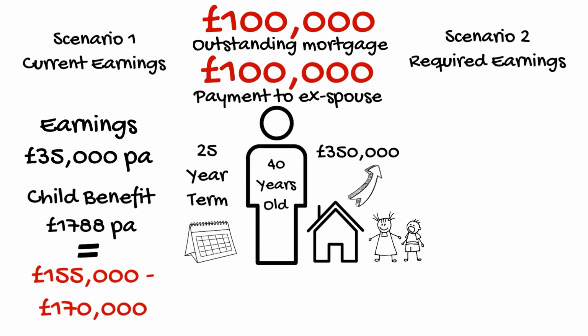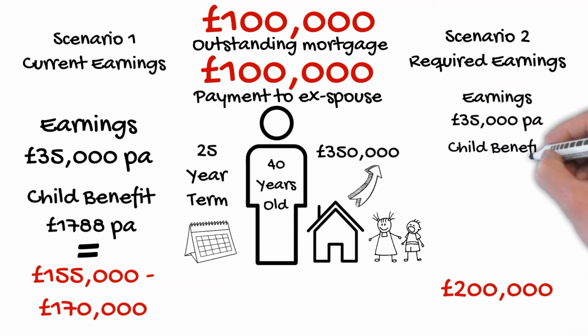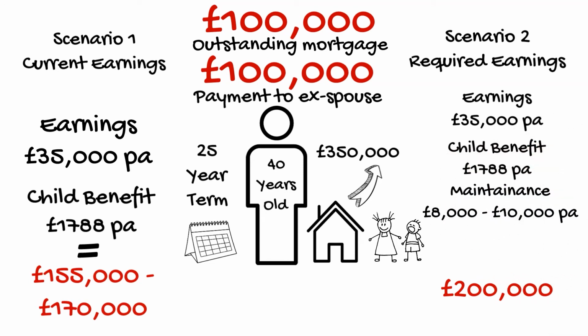Now, based on this information alone, without any additional income, they could achieve borrowing of approximately £155,000 to £170,000, which would be enough to remortgage the property in their name only and pay the ex-spouse £70,000 for their share of the property. However, for scenario 2, in order to secure borrowing of £200,000 to pay the ex-spouse the £100,000 they had requested, additional income would be required. Specifically, maintenance income of around £8,000 to £10,000 per year would be required with a number of mortgage lenders, which would equal a monthly income of £666 to £833.